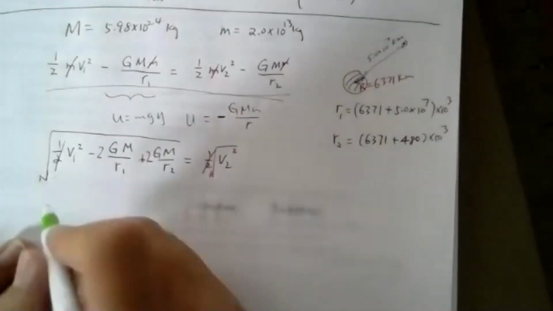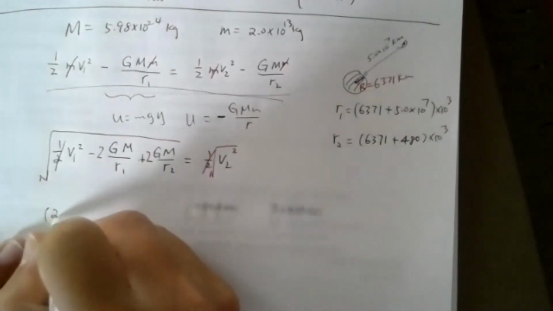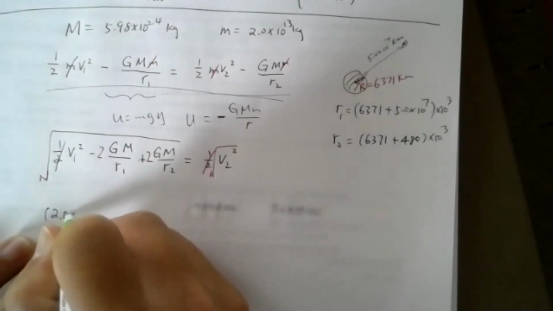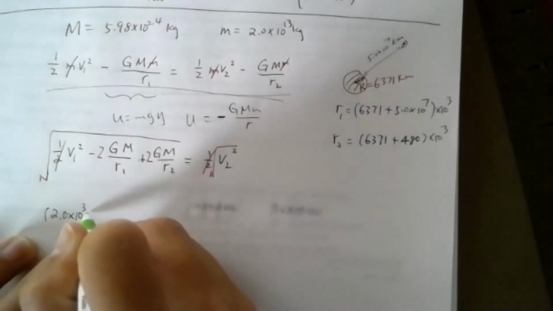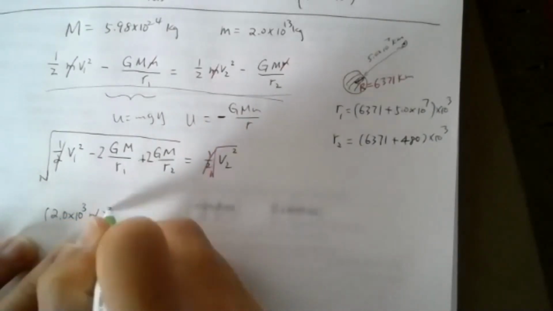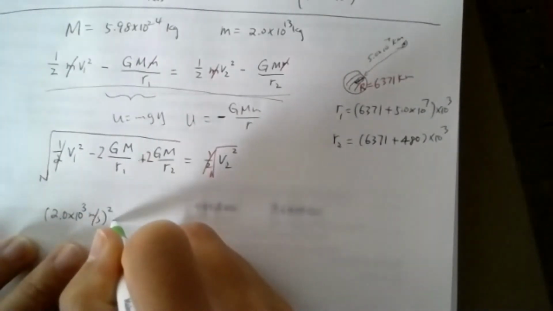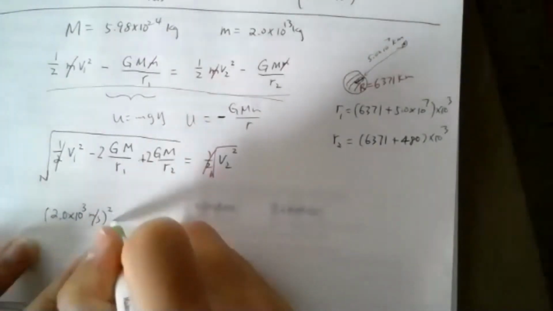So V1 squared will be the 2 kilometers per second, which means 2 times 10 to the third meters per second, squared. Let me see.